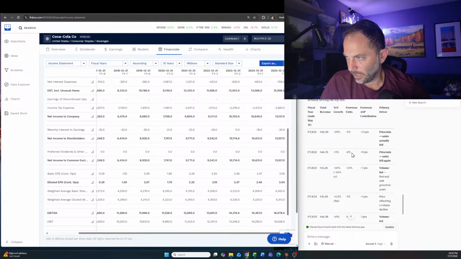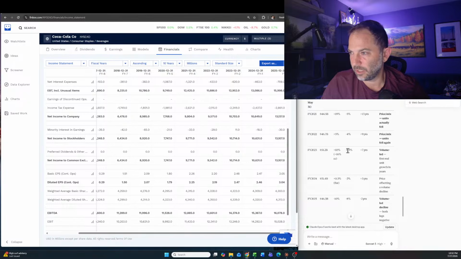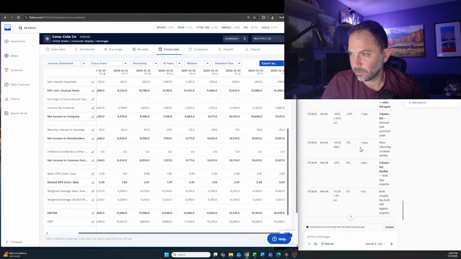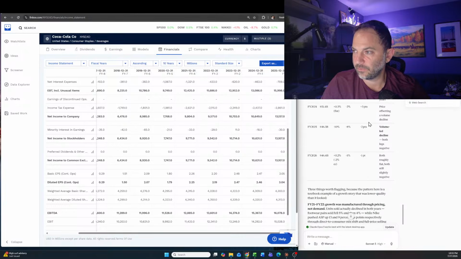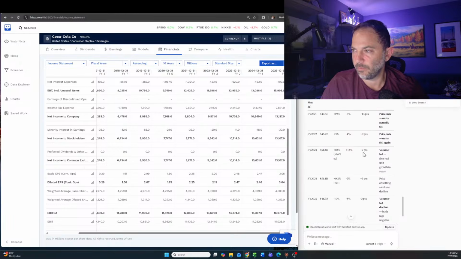2022 units down 4%. That's 2 years in a row. Price up 9%. 2023 unit volume up 13%. Price up again 7%. 2024 units down 2%. 2025 units down 8%. 2026 units down 1%. And now price is actually coming down. So price fell 2% and now price fell 1% last year. They've got a problem. They were masking unit volume problems.